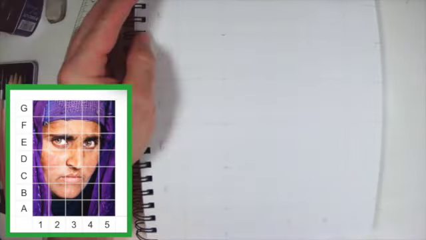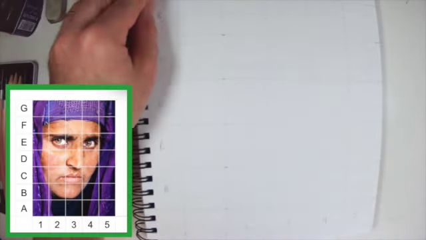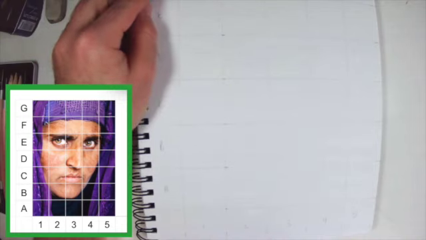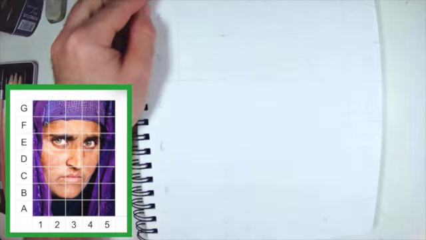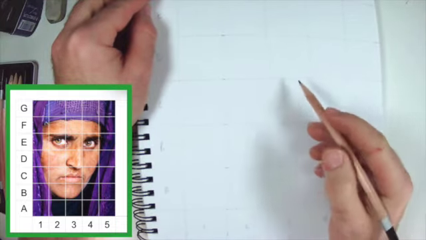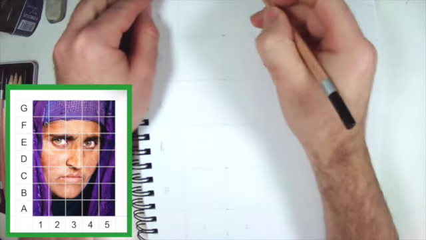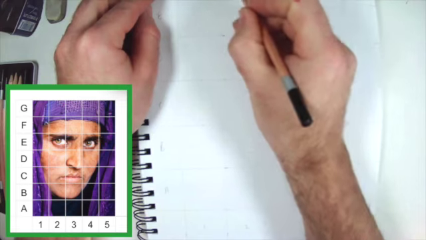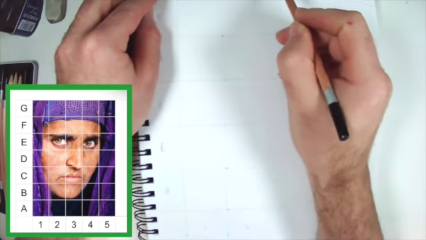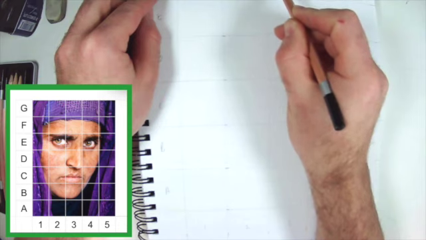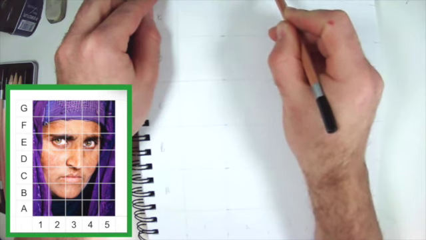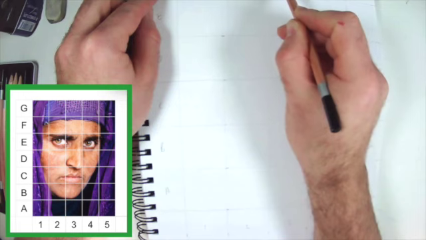So what I want to do is start with the box F3. And at this point, I'm going to put the image down in the bottom right-hand corner just so that you can see where I'm following what I'm doing here. I'm going to start by drawing the edge of the fabric across the forehead, and it's just slightly below that grid line.